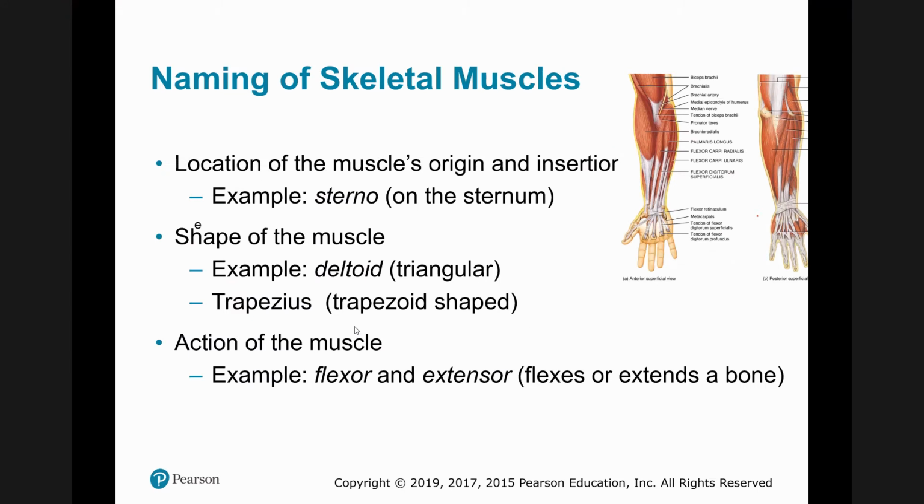Then also location, such as sterno, on the sternum. Location of the muscle, shape of the muscle: it can be trapezius, which is your back muscle, or deltoid, which is a triangular muscle. And then muscles are also named based on their function, flexor or extensor. So a flexor moves inward, or an extensor moves outward. So flexor or extensor, it depends on the names.